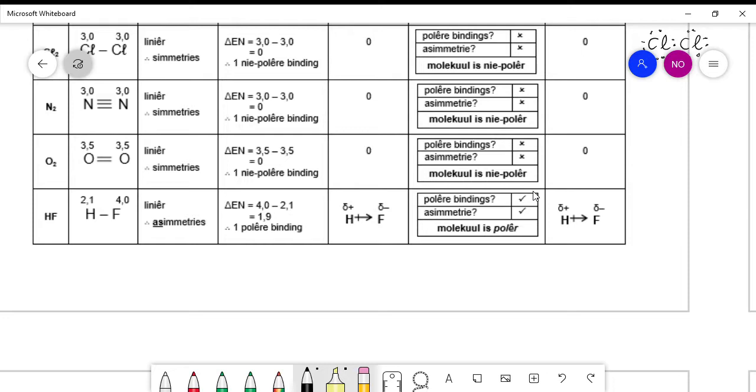Does this one have two different sides? Yes. So this is an asymmetrical molecule.